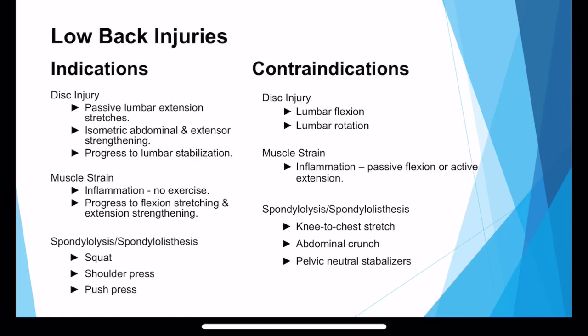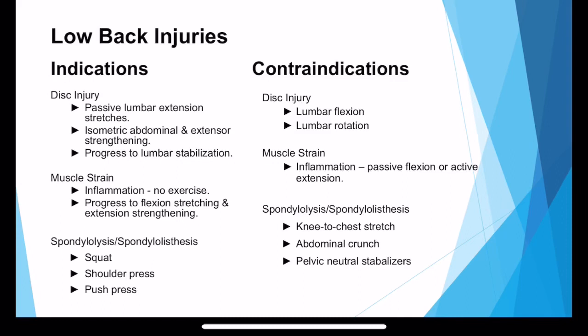So some things that we would want to do with a disc injury, an indication: passive lumbar extension stretches, isometric abdominal and extensor strengthening, and then eventually progress to lumbar stabilization. Two things that we want to stay away from when someone has a disc injury is lumbar flexion and lumbar rotation. A good indication for all indications are good, right? An indication for a muscle strain is if there's inflammation, we're not going to exercise that muscle, and then we're eventually going to progress to flexion stretching and extension strengthening.